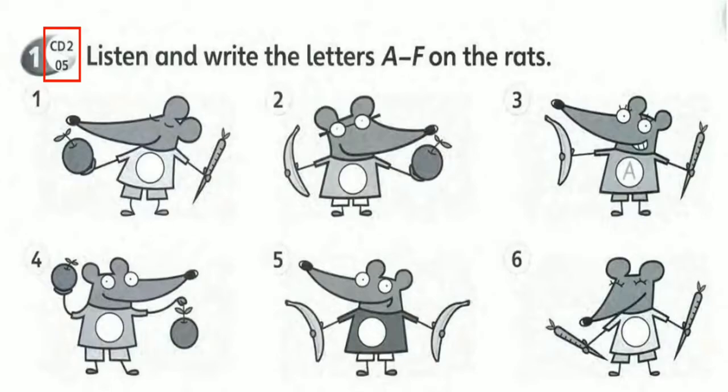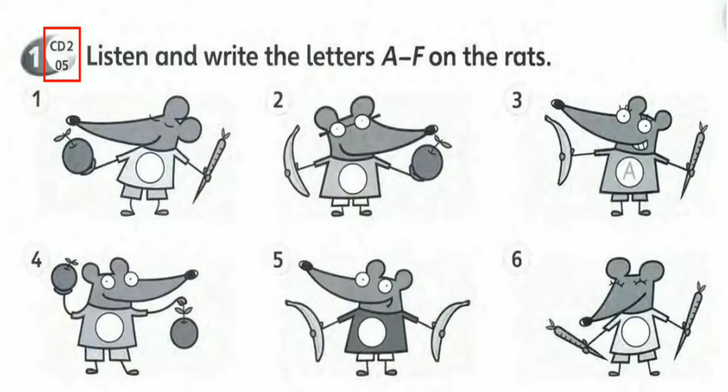Rat A. I've got a banana and a carrot. I haven't got an apple. Rat B. I've got a banana and an apple. I haven't got a carrot.